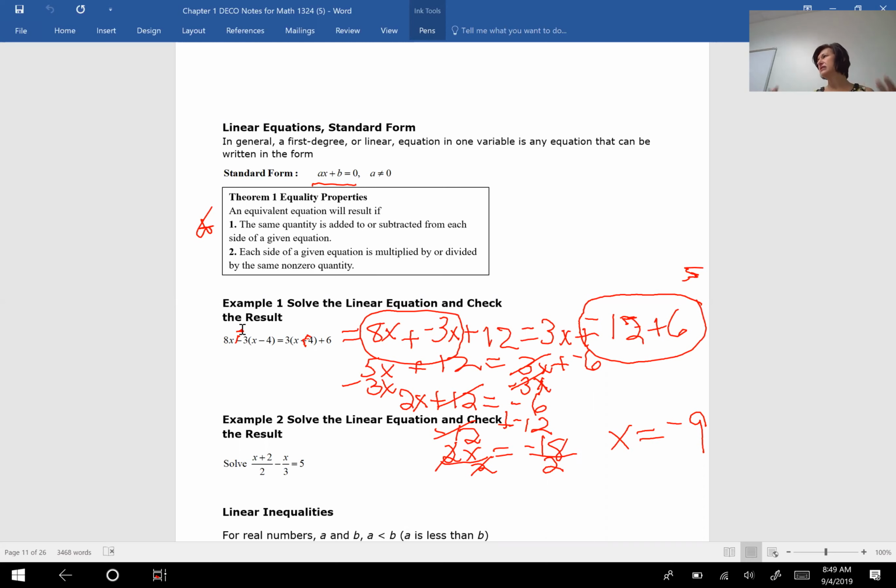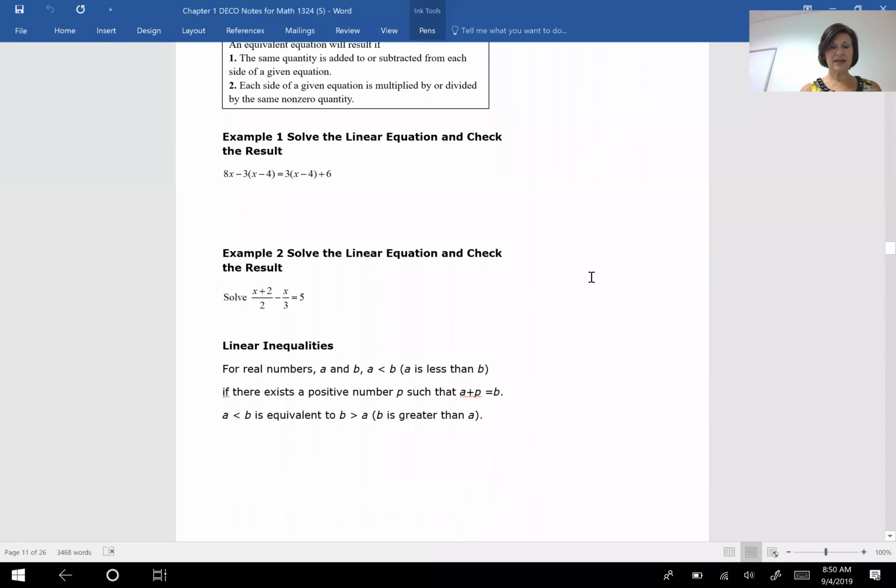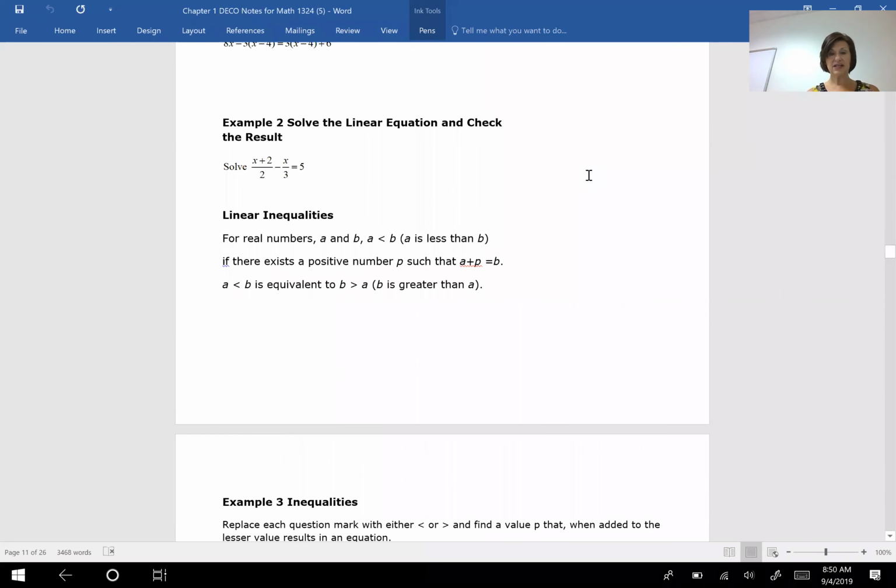That is solving a simple linear equation, but there was a lot for us to remember in there. We've got to know our sign rules, we've got to know the distributive property, we've got to know how to combine like terms, okay? So a little more practice just to get more confident. Then let's look at this one. We're going to solve this linear equation, and this time we will check the result, and I'll show you how you can do that.